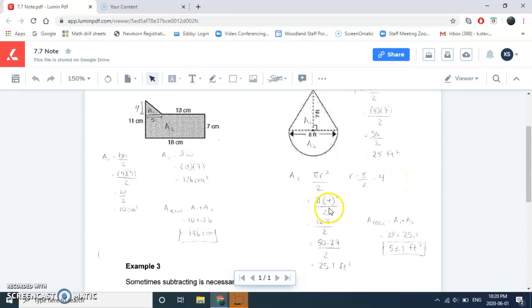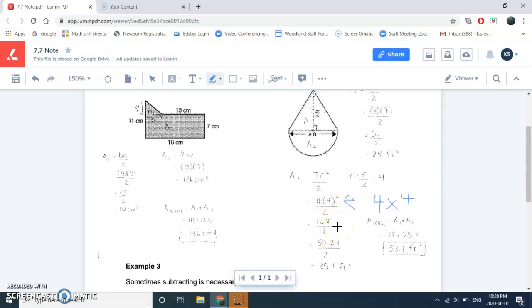So pi times 4 squared. So that's 4 times 4. That's going to be 4 times 4, and that gives us 16. So it's not 4 times 2. So 4 times 4 is 16.